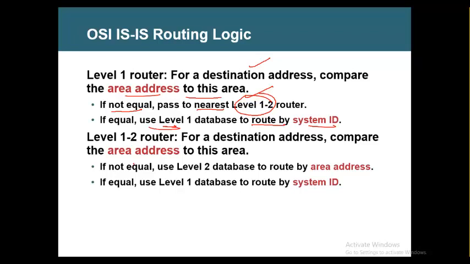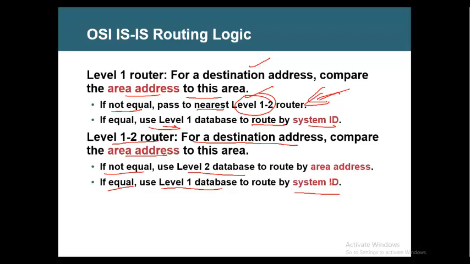Next. Now the nearest L1, L2 router receives the packet. The L1, L2 router compares the area of the destination address. If not equal, it will send using the level 2 database to the other area. If it is equal, it will use the L1 database and see the system ID's direction and forward the packet in that direction.